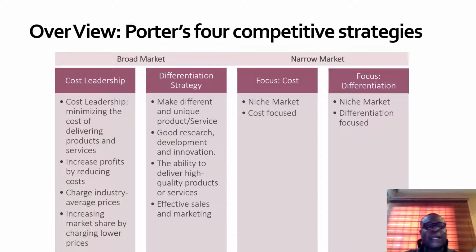Now, in the narrow market, when that's a niche market, you may choose to be focused on cost. The other one is a differentiator. You are in a niche market, but at the same time, you want to differentiate.